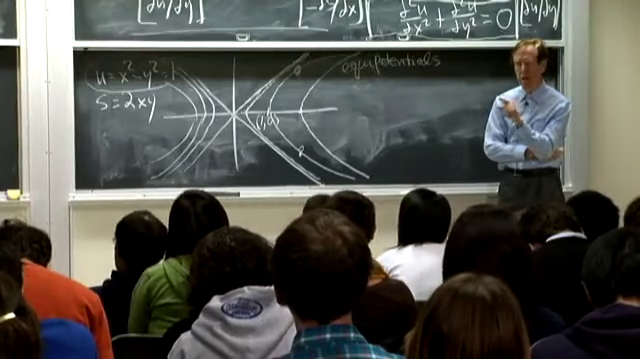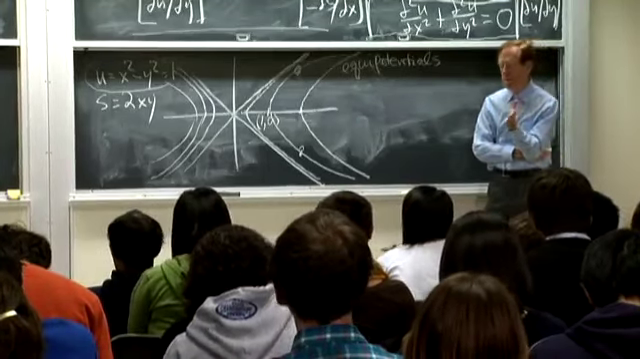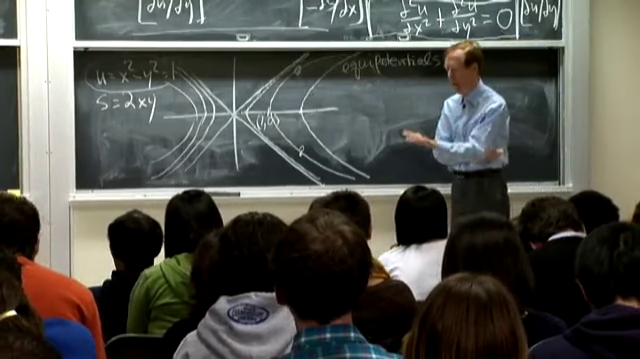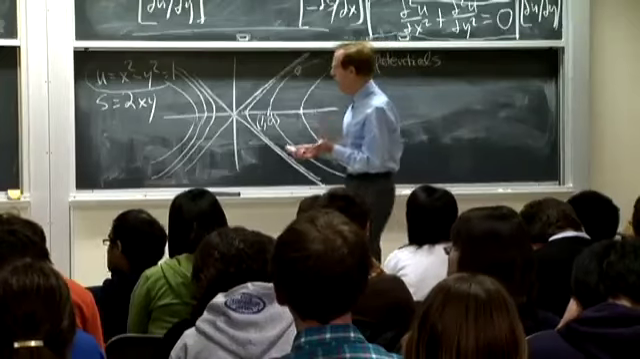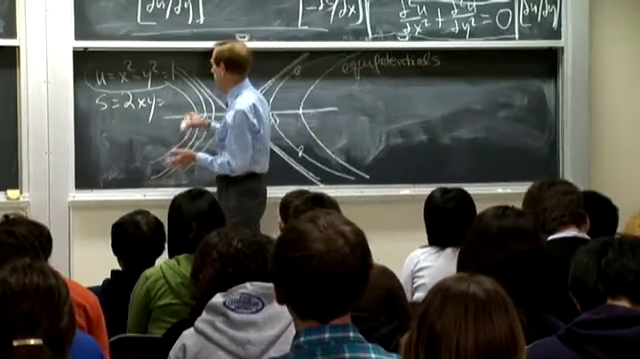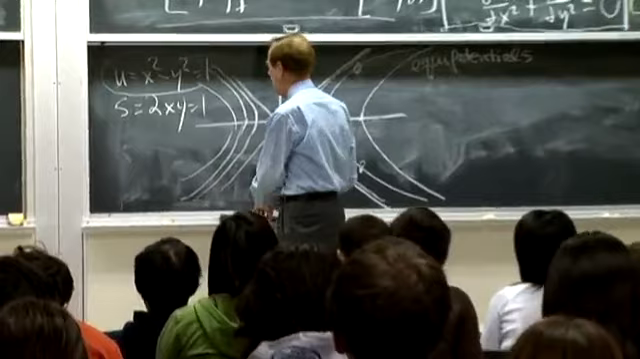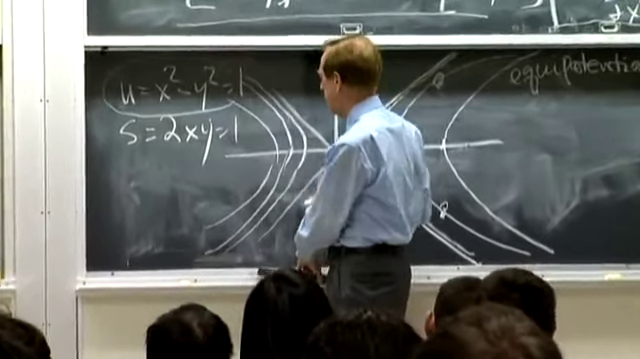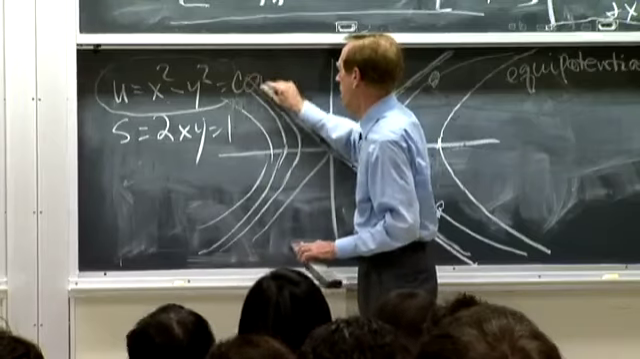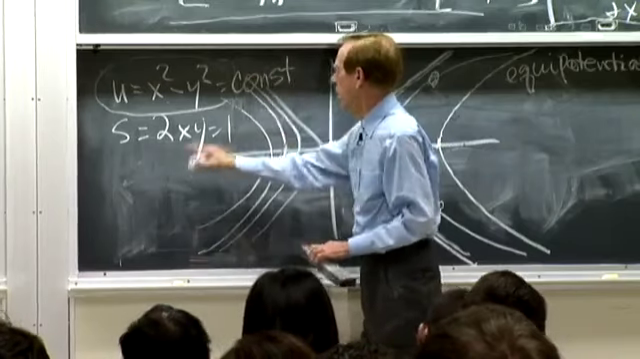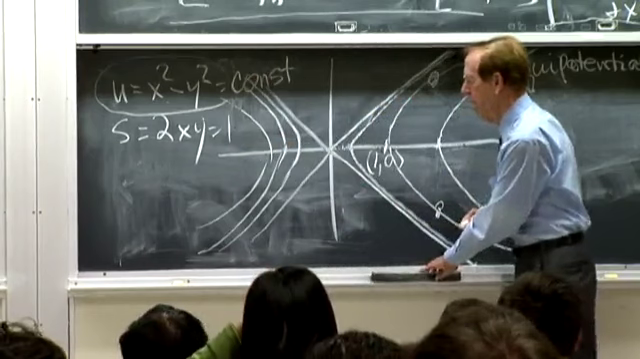So those will be the... no, I don't want to say equi-stream functions. That's awkward. So now I want to draw S equal constant, like 1 or whatever. So I've drawn this with a whole lot of constants, and now I want to draw the other guys. What do those curves look like?